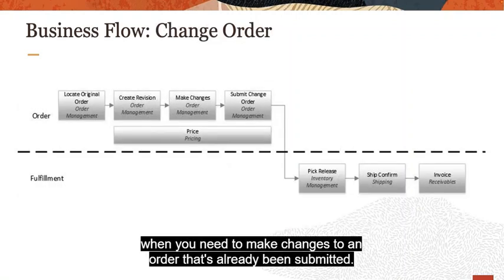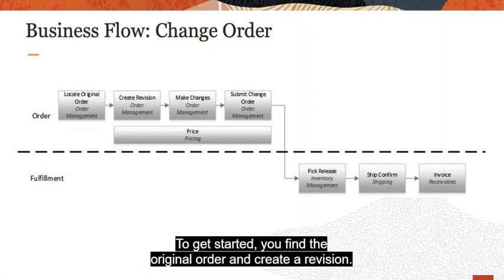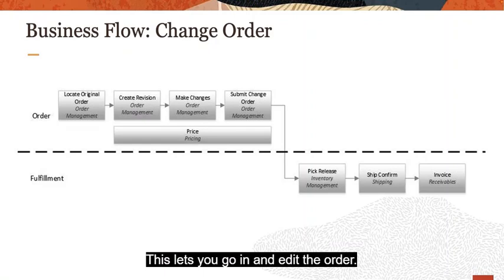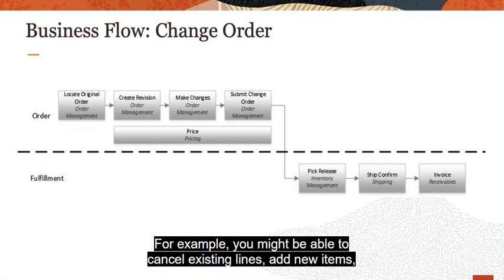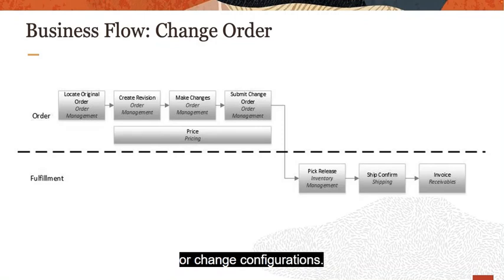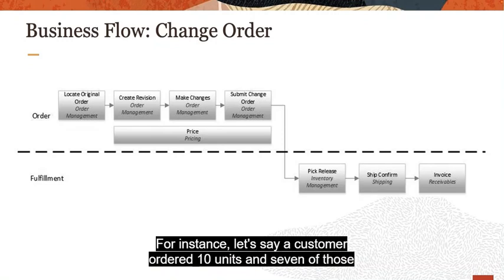This flowchart walks you through what happens when you need to make changes to an order that's already been submitted. You might also hear this called revising an order or creating an order revision. To get started, you find the original order and create a revision. This lets you go in and edit the order. The types of changes you can make depend on the rules that have been set up for order revisions. For example, you might be able to cancel existing lines, add new items, or change configurations. However, these rules also set some limits.